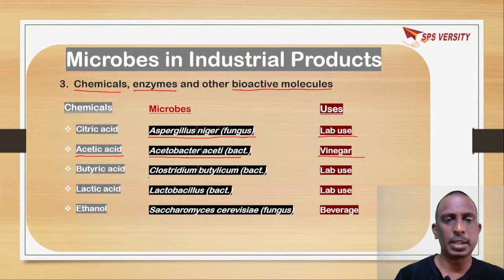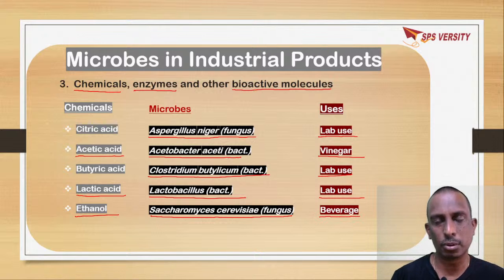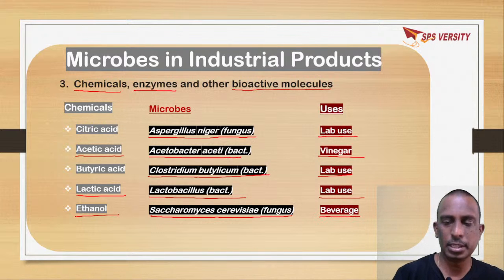Butyric acid is manufactured from a bacterium, Clostridium butylicum, for lab use. Lactic acid is produced from Lactobacillus, which is also used in labs. Ethyl alcohol, ethanol, is manufactured from Saccharomyces cerevisiae, a unicellular fungus. It is used in the preparation of alcoholic beverages. So yeast is used in the preparation of alcoholic beverages. Whatever ethanol is produced from fermentation by yeast is used in preparing alcoholic beverages.